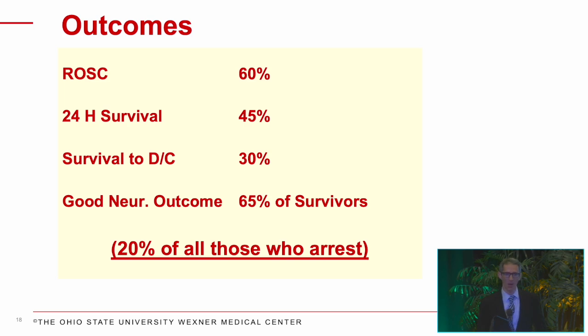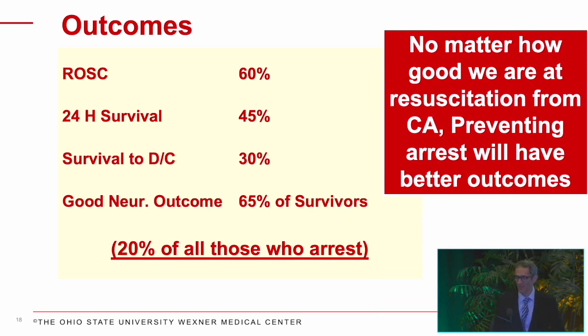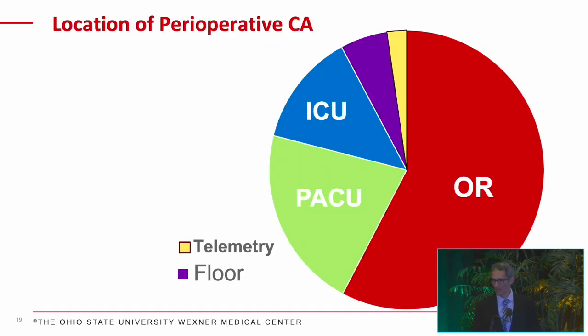So if you code in the perioperative setting, even though your odds of getting out of the hospital and having a good neurologic outcome are better, still about 80% don't. 80% either don't survive or don't survive with a good neurologic outcome. So the takeaway point is, again, no matter how good we are at resuscitating from cardiac arrest, we're always better off preventing that cardiac arrest ahead of time. Outcomes are always going to be better.